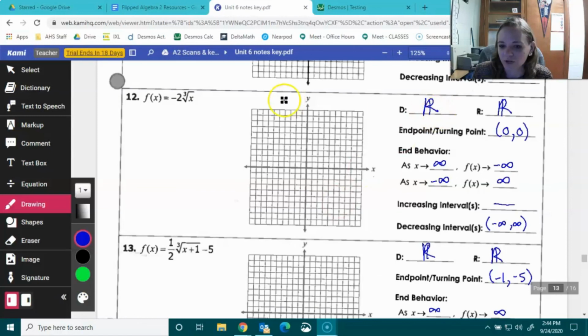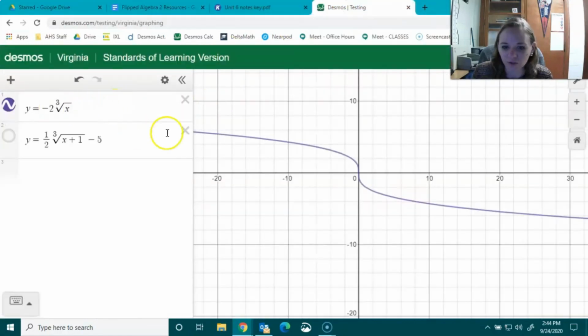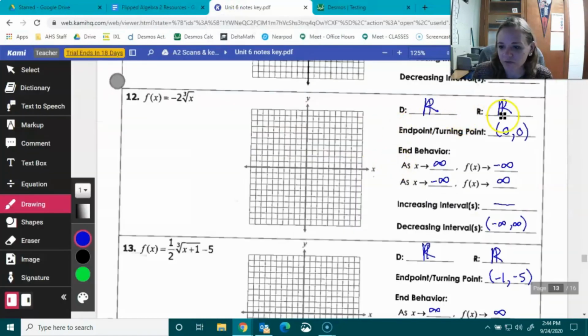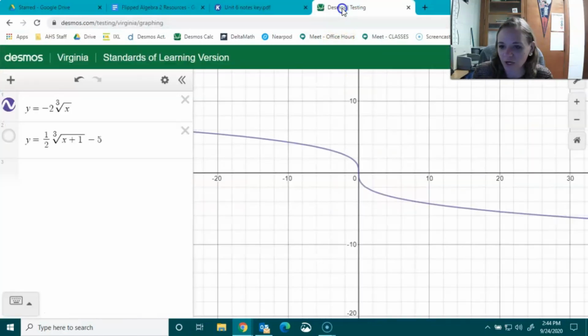And then number 12. I went ahead and graphed it here in Desmos. I'll show you real quick. This is my purple graph. Looks like that. So it's all real numbers. The turning point is (0, 0). As x is going positive, y is going negative. So positive would be this way. As the x's are going positive, the y's are going negative.